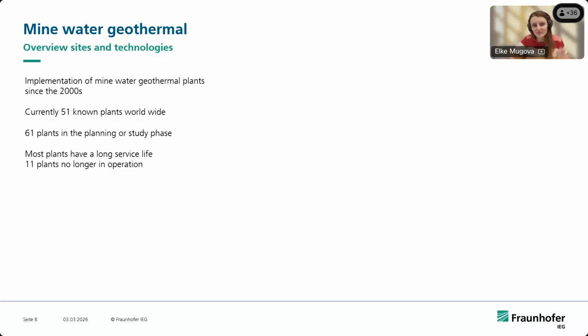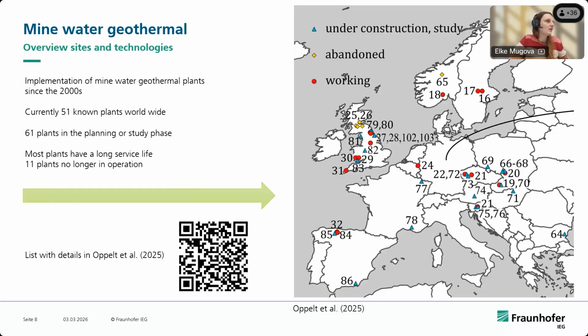Although these numbers are a bit wonky, so we're not really sure, because sometimes the operators don't give out clear data or clear numbers. Here you have a figure, and if you want, scan the QR code, this is this publication. It gives a really nice overview of the mine water geothermal facilities worldwide. And you can also see it on the map.